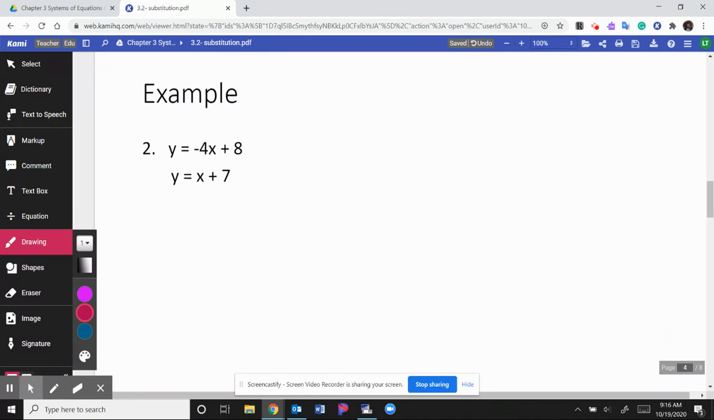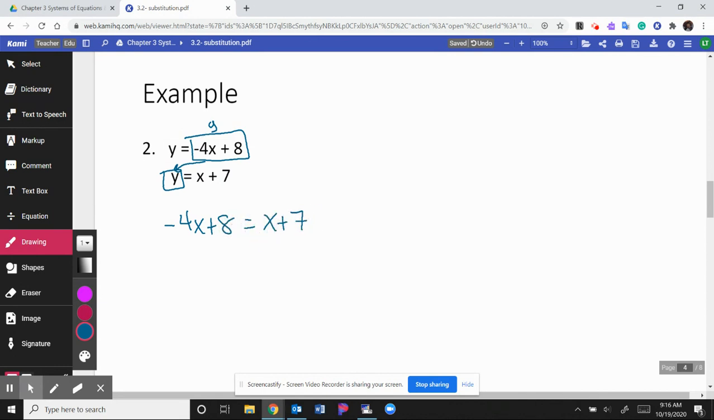Okay, moving on to the next example here. We have y equals a negative 4x plus 8 and y equals x plus 7. So again, we want to get a variable by itself. If you look, both of them are already by themselves. So again, I'm going to take this and I'm going to substitute. This is y, so I'm going to substitute it in for y. So I'm really going to have a negative 4x plus 8 equaling x plus 7.